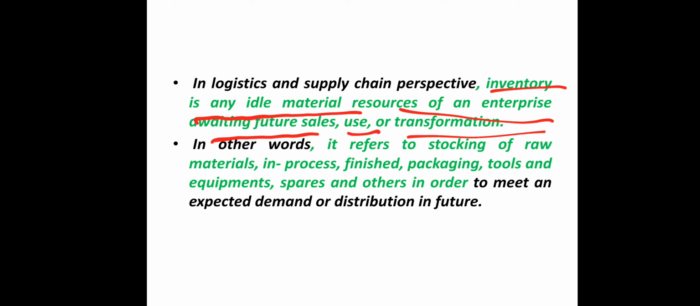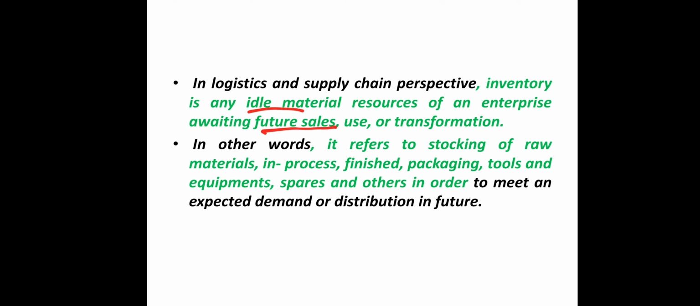So it is a very clear meaning. What does inventory mean? It is a stock. We have a storage. It is idle, meaning we kept it at a side. It is not in a process. It is waiting for future sales. If it is an inventory of finished goods or final goods, they are waiting to be sold.